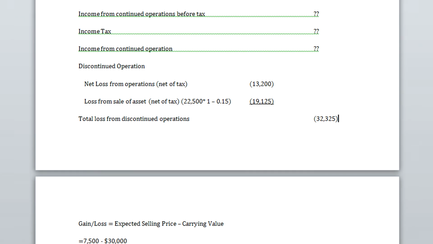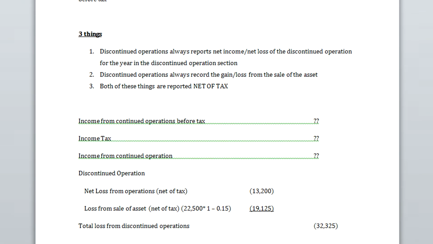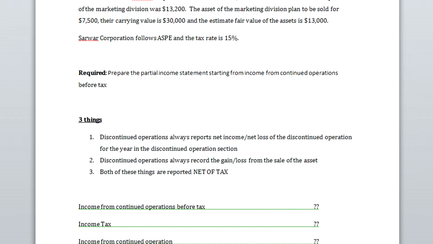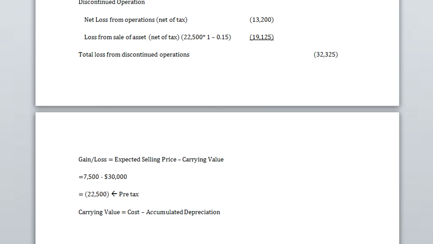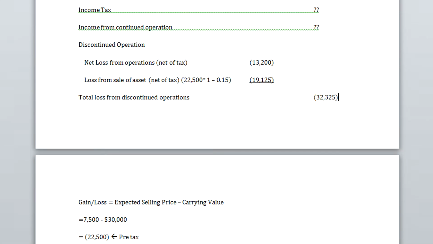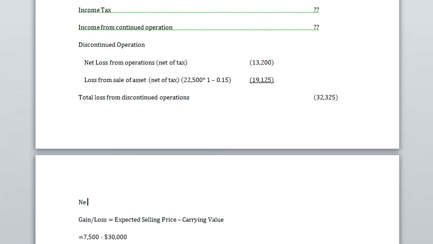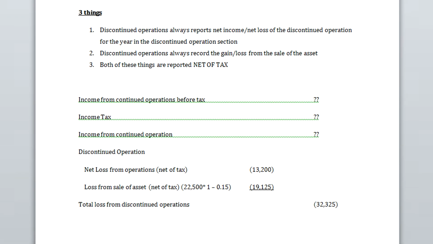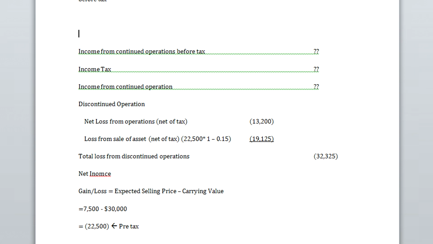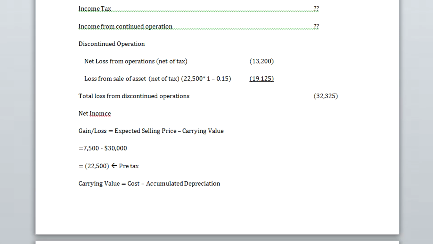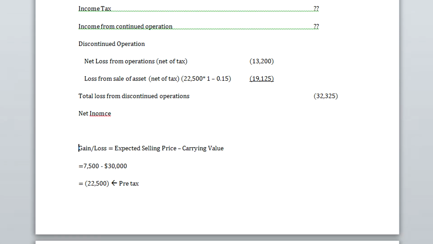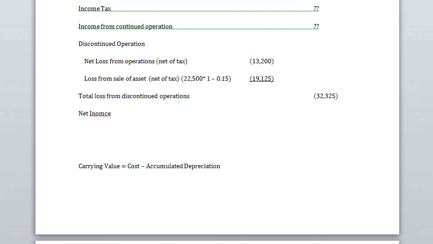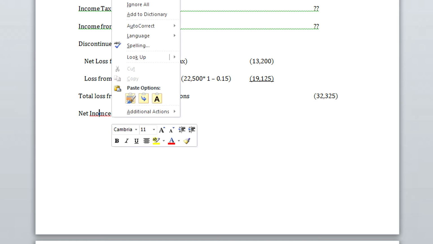I just like to. And remember, the question isn't just asking us to complete the discontinued operation section, but it's actually asking us to finish the income statement. So, of course, to finish off the income statement, we need to add in net income. Now, I'm just going to make a little bit more space here and delete these three things we need to know because we've already prepared our part here. And I'm also going to delete their gain calculation because we no longer need that.